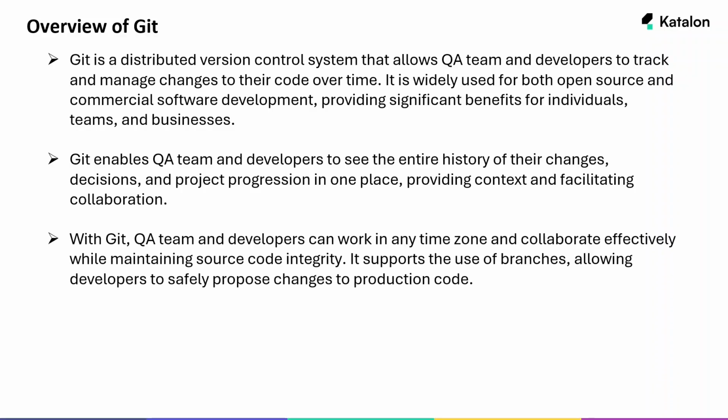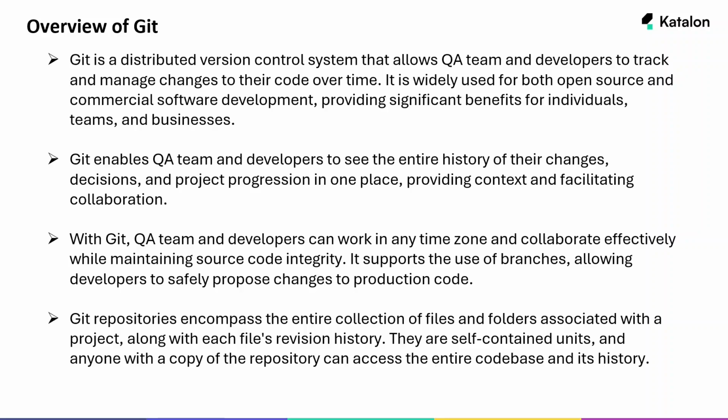With Git, QA teams and developers can work in any time zone and collaborate effectively while maintaining source code integrity. So the teams who are working on the application can work from their own time zones. You can make changes in your local box and then push those code changes to the Git repository. It supports the use of branches, allowing developers and testers to safely propose changes to production code.